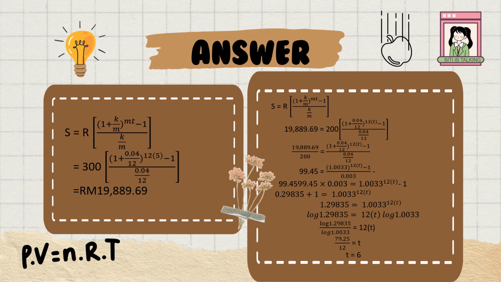Then use the formula of log. Log of 1.29835 over log of 1.0033 equal to 12 multiply T. Then 79.25 over 12 equal to T. T equals 6.